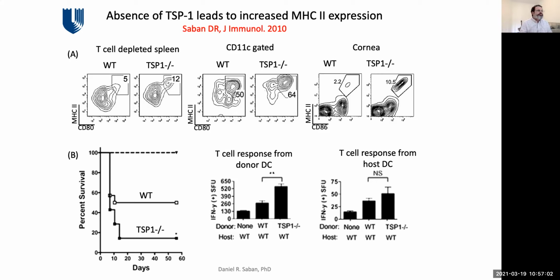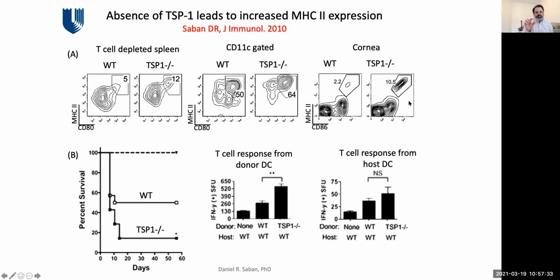So what we did is we simply looked at thrombospondin knockouts to look at MHC class II expression, and you can see that that number is quite high, or higher, compared to the wild type. So you can see 12%. This is MHC and co-stimulatory molecules, and so you see it's elevated in all of these, as well as in the cornea. If you look at a normal cornea, you can see the elevation.